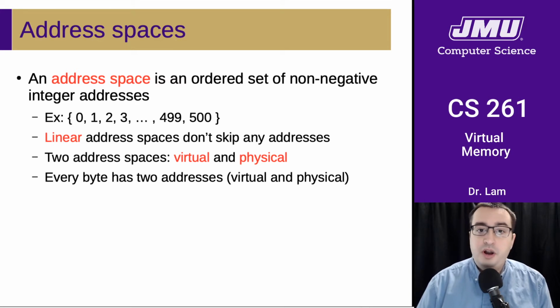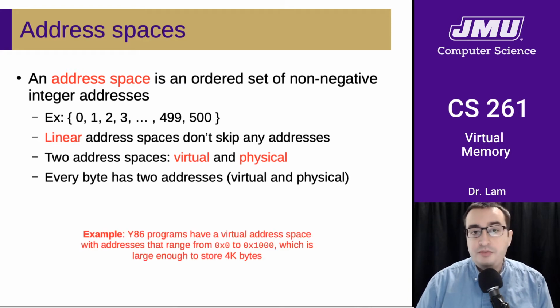And every byte in our program is going to actually have two addresses. Its address in the virtual space, which is generally going to be consistent every time the program runs. And that's how we refer to memory in, for example, y86. The addresses that we use there are the virtual addresses. And then when the program is actually running, those bytes will be stored in particular physical addresses, and the kernel is responsible for maintaining that mapping. So for example, y86 programs have this virtual address space with addresses that range from 0 up to hex 1000, which is big enough for 4 kilobytes.